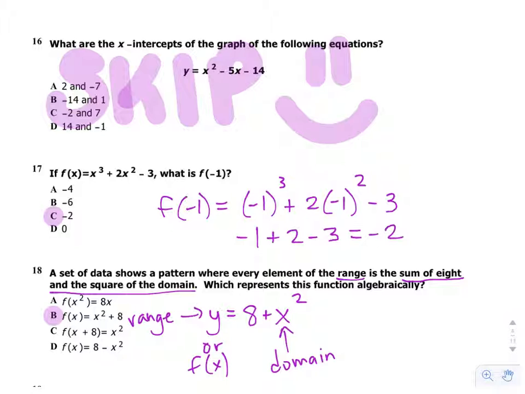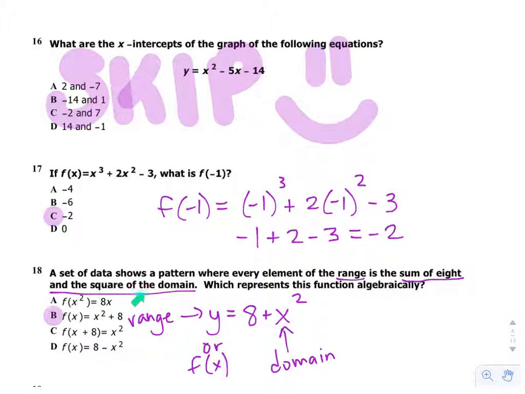Number 17 asks you to find f of -1. This is review. We've seen this before. That just means plug in the -1 for the x. And remember to use your graphing calculator to your advantage. I would literally type it as you see here. I'm not saying you can't do the math without it. I'm just saying, why not use your calculator if you have it? So -1 cubed is -1, plus 2 times -1 squared is 1, so that's just a 2. -1 plus 2 is 1, minus 3, -2. C is the correct answer.